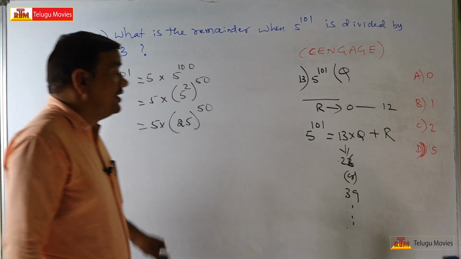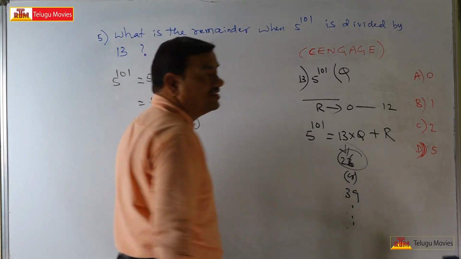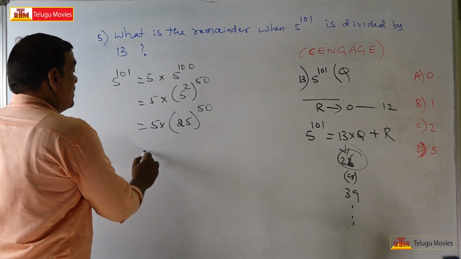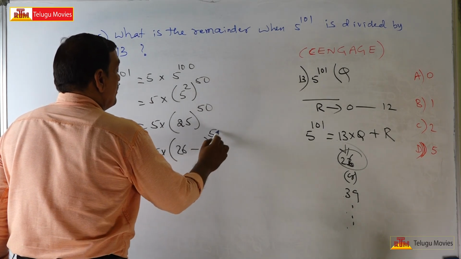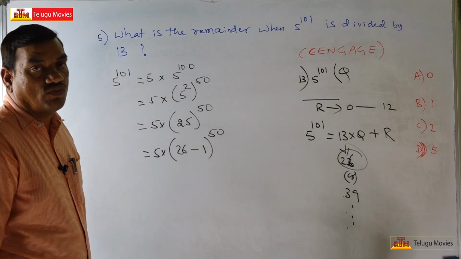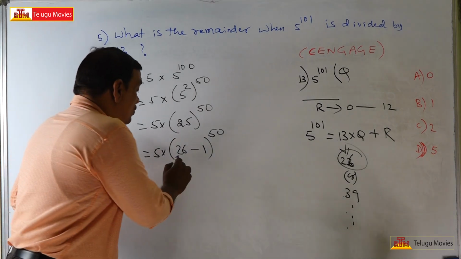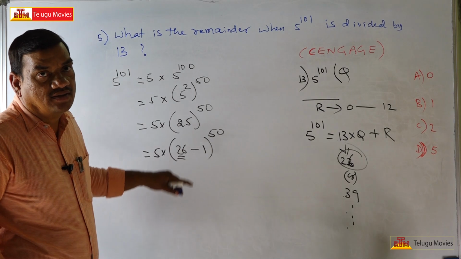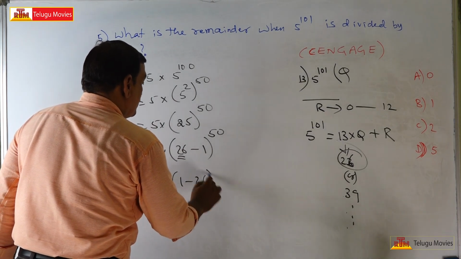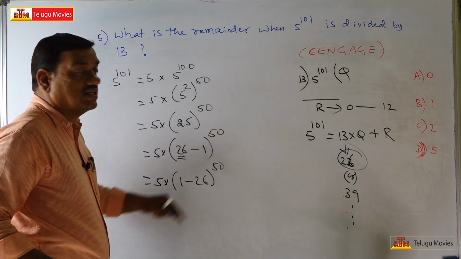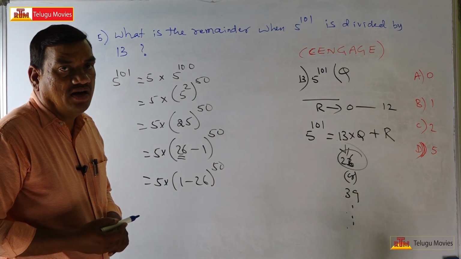I got 25. Observe here, 26 is there. Can I write it as 5 into (26 minus 1) whole power 50? So I got 26. Understand why I wrote it like this, right? So this is equal to 5 into (1 minus 26) whole power 50, no problem. Why? Because 50 is an even number, right?